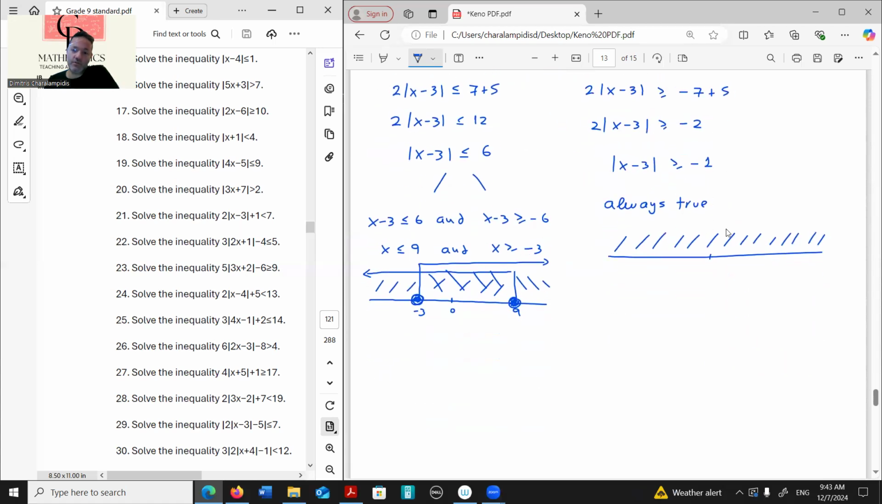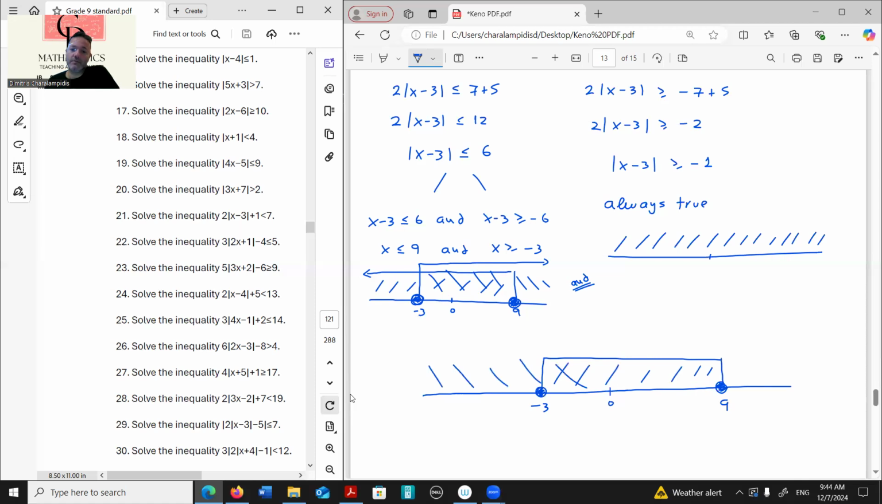Now, since these two different cases are still connected with the word and, I should draw a new number line that will represent all of them. From the left, I have that it's about negative 3 up to 9. From the right, it's about all numbers. But again, we have between them the word and. So these are my final solutions, from negative 3 included up to 9 included.